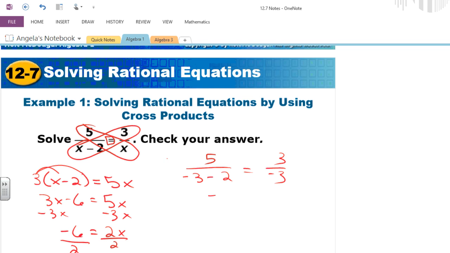So 5 over negative 5 equals 3 over negative 3. And it does, because 5 over negative 5 is negative 1, and 3 over negative 3 is negative 1. So that works. So this is a good solution.